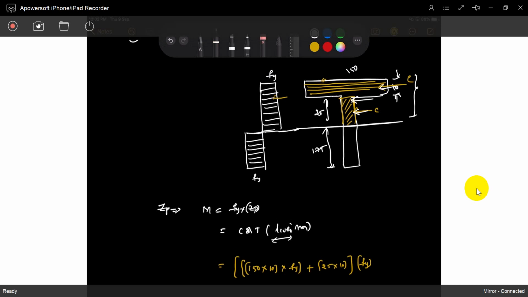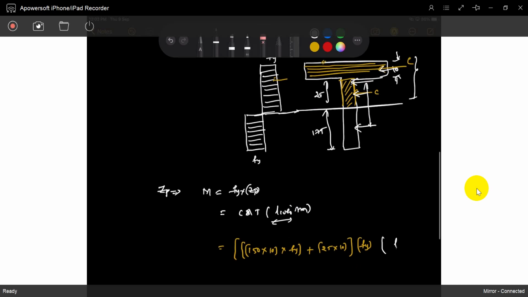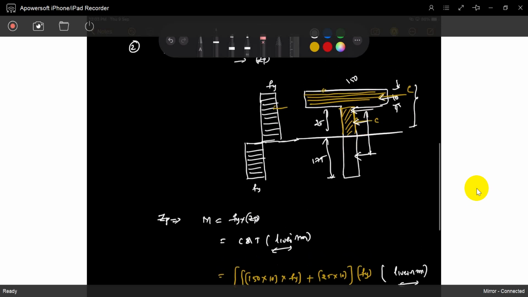And the bottom is rectangular. So this distance you have to find out. That is the lever arm. This area is different, so you have to find the combined CG. The bottom has the same cross section. So you have to find out this.